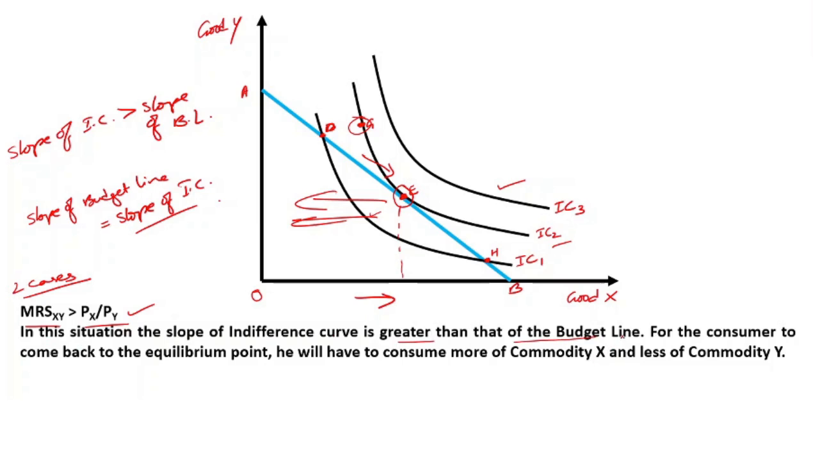So what will happen in this case? For the consumer to come back to the equilibrium level, the consumer will have to consume more of good X and less of good Y. As you can see, to reach combination E from combination G, the consumer will have to increase the consumption of X. Let's say it was X1 earlier, then the consumer will have to consume X2, and in the process, the consumer will have to give up some units of Y. That is what we conclude from this: for the consumer to come back to the equilibrium point, he will have to consume more of commodity X and less of commodity Y.